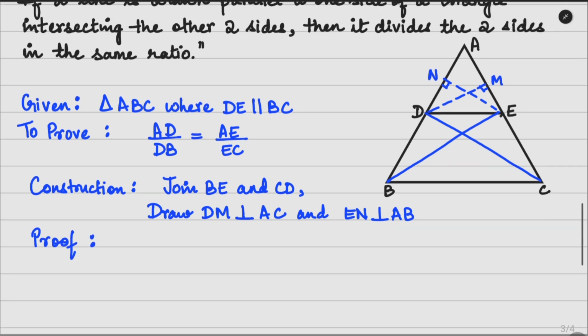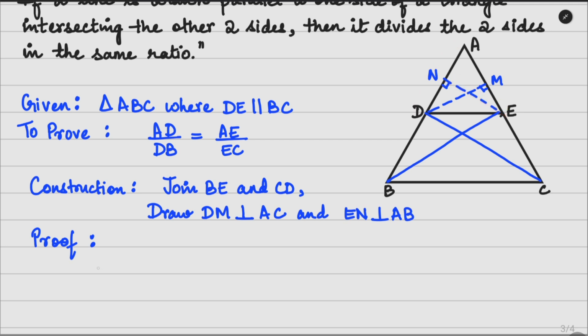For the proof, the first two triangles that you have to take are triangle ADE and triangle BDE. Remember it, ADE and BDE. The area of triangle ADE is equal to half into base, that is AD, into height, that is EN. Let us write that.